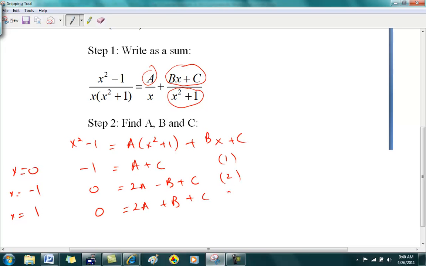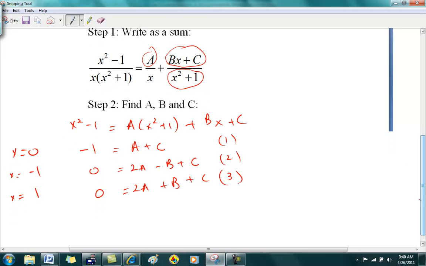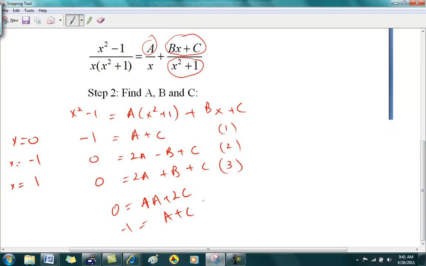1, 2, and 3. You don't have to do a formal Gaussian elimination method here to solve this. Use some kind of combo method that's going to work out nice and easy for you. I think it's fairly easy to see that if I add equations 2 and 3, I can eliminate b right away. So I get 0 equals 4a plus 2c. And then from equation 1, I've got negative 1 equals a plus c. I need to solve these two.